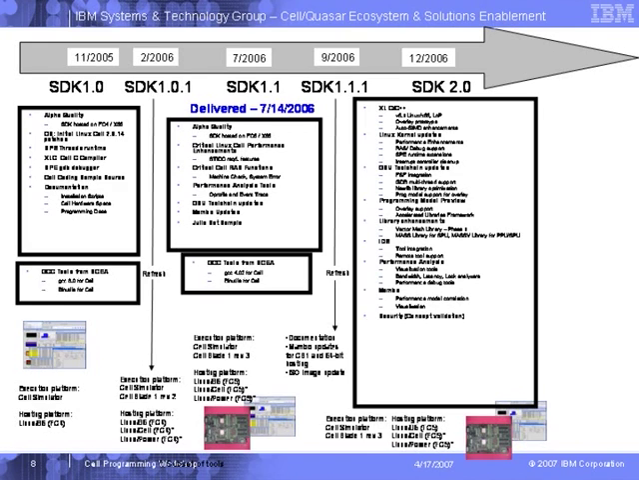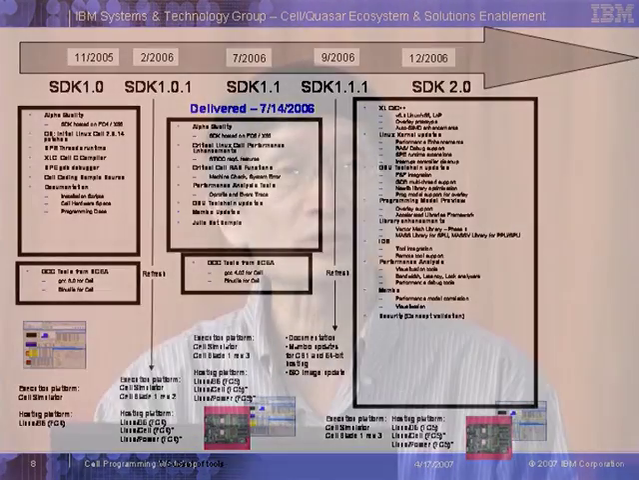And these are the basic features that we put into SDK 2.0: overlay support, Accelerated Library Framework (ALF), performance tooling, profiling, and so on.